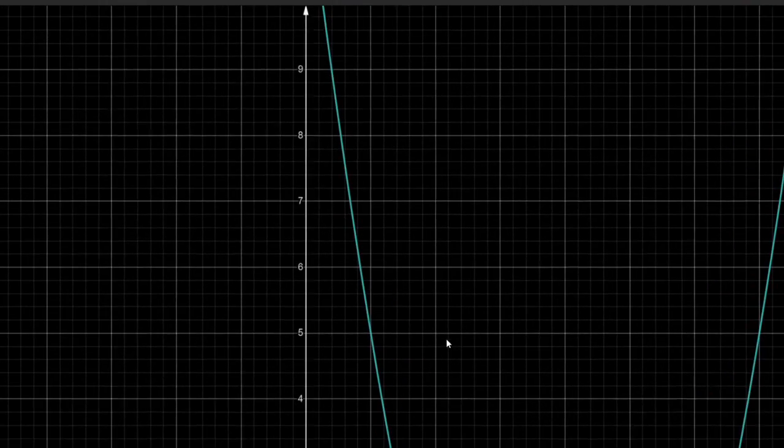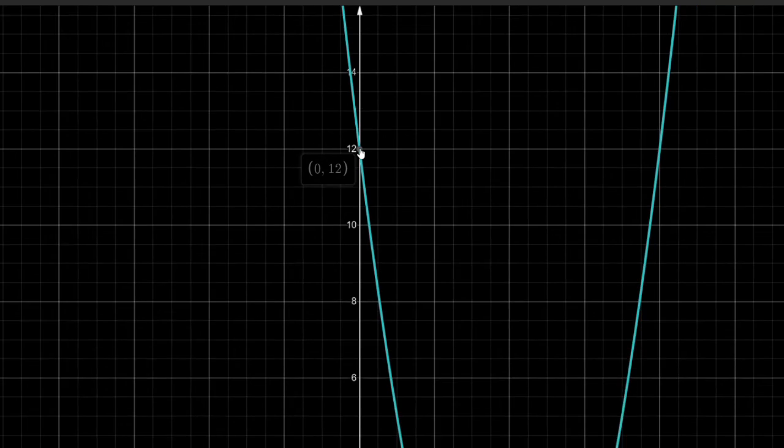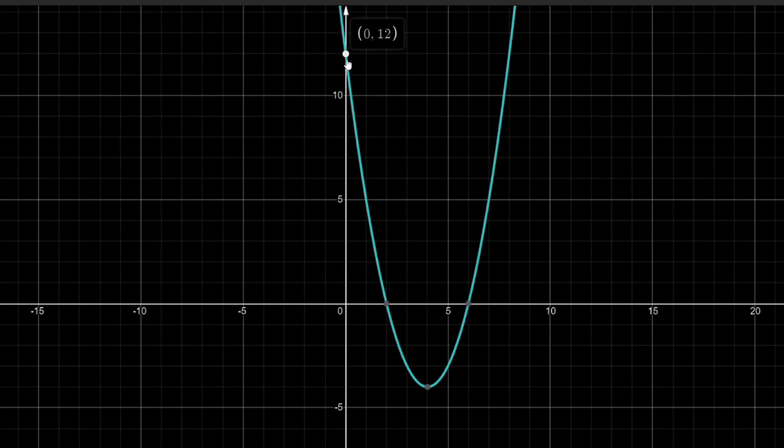And then way up here at the top, we have a y-intercept at (0, 12). So taking the full picture, you can see it crosses here at (0, 12). We have x-intercepts at 2 and 6, and then we have a vertex at (4, -4). Those are the 4 features that we're looking for when graphing a quadratic.